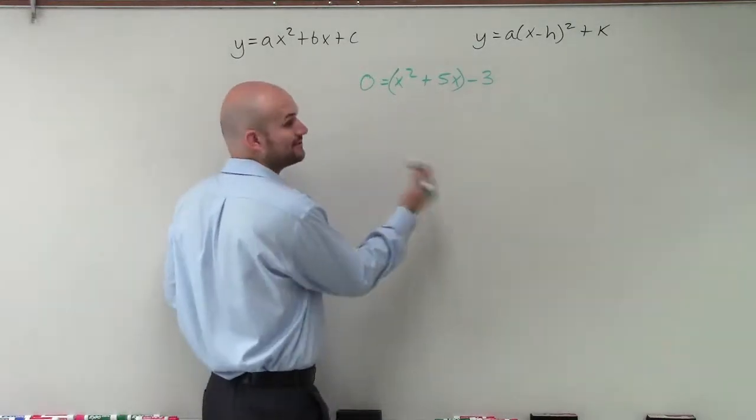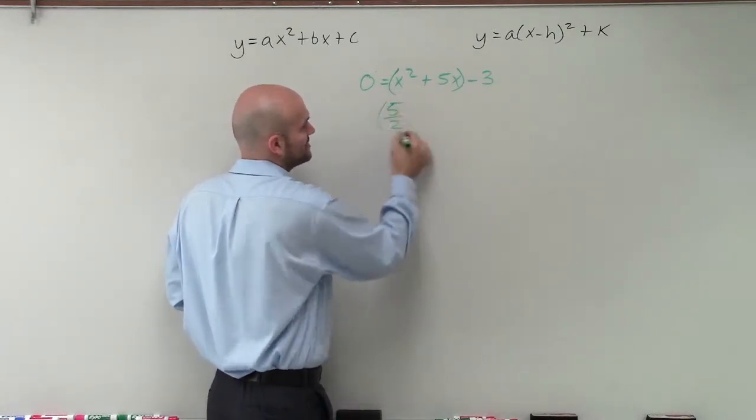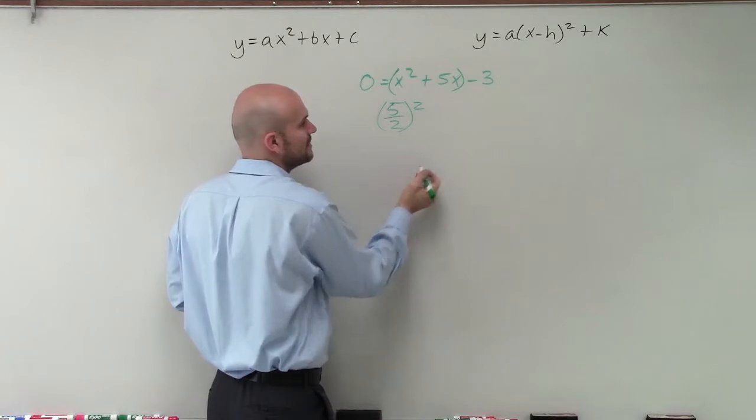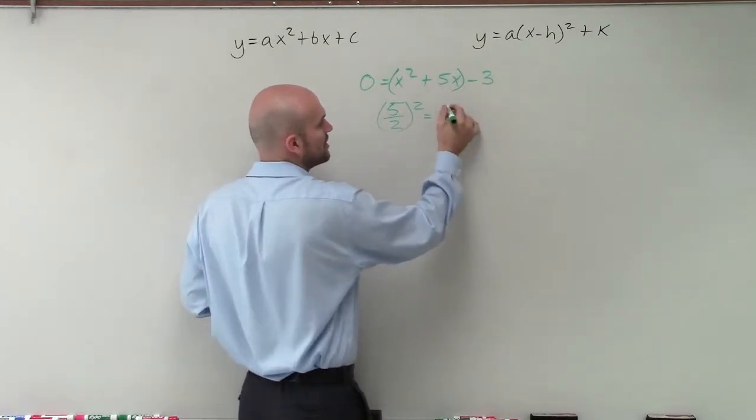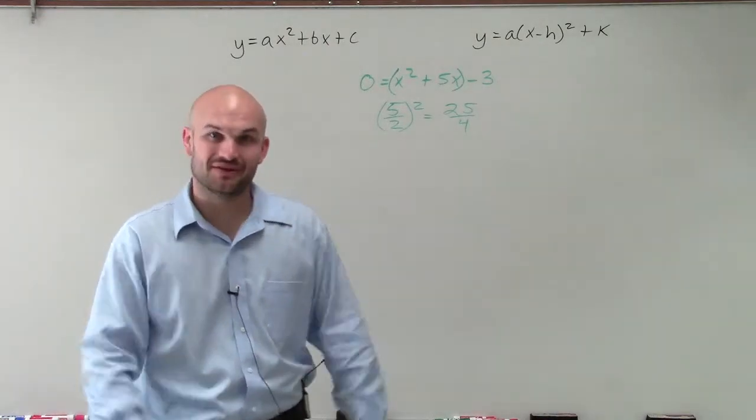So remember, we have to do our b divided by 2 and square it. So I take 5 divided by 2 and square it. Therefore, 5 divided by 2 squared leaves me with 25 over 4, which is a lovely, lovely fraction.